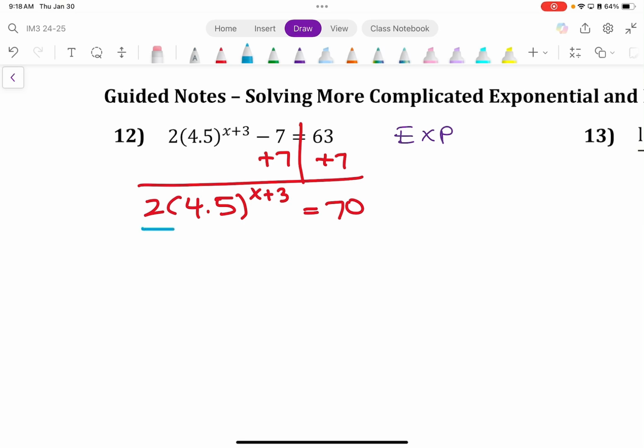All right. Next, we would divide both sides by 2. So all of this, I'm just removing the stuff that's around the exponential. This is going to get me 4.5 to the x plus 3 power equal to 35. I'll stop there, give you guys some time to catch up.